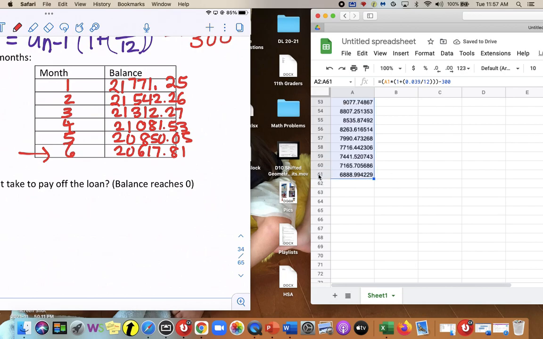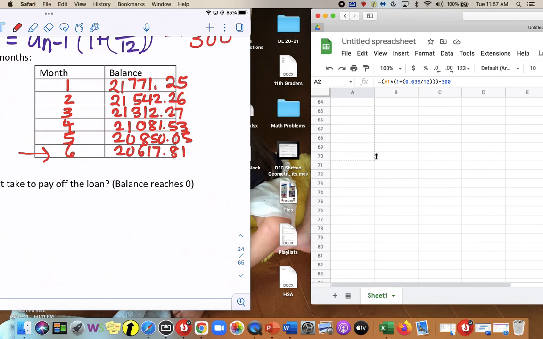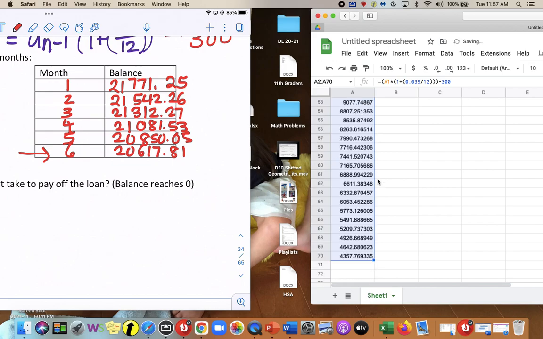Okay, so you can see after 60 months right here, we still owe $6,888.99. So we are not able to pay this loan off in 60 months. So how long will it take? So let's just guess. Let's try like 70 months. Is it paid off? Nope, we still owe $4,000.